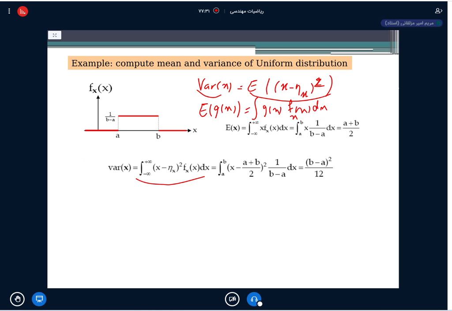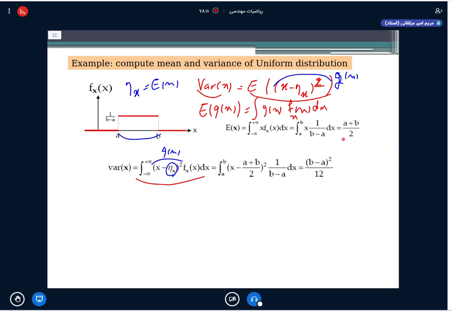This is g(x) here. So we compute this integral. Here we have g(x), here we have f(x), and we multiply these two terms and take the integral from negative infinity to positive infinity. But we know that the PDF is equal to 0 outside this interval, so the integral is limited to this interval. And we know that eta x means the expectation of x.